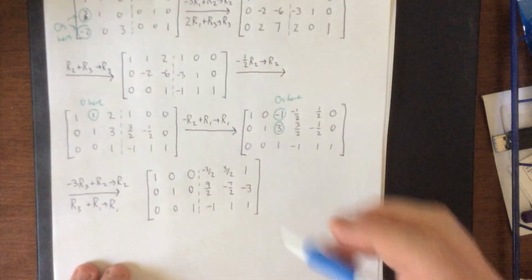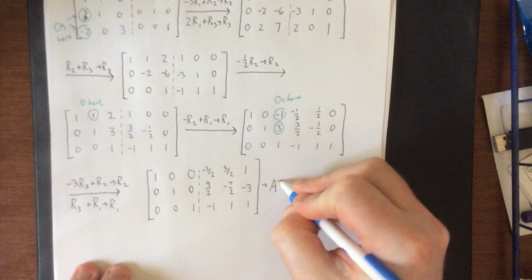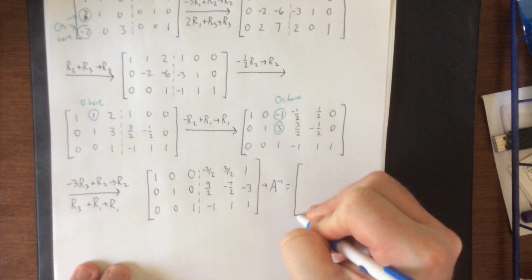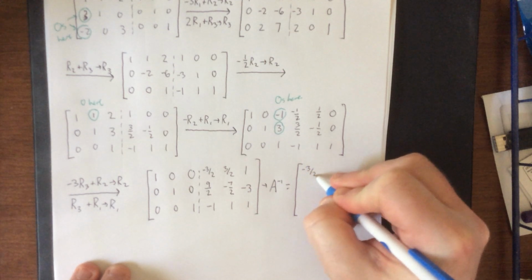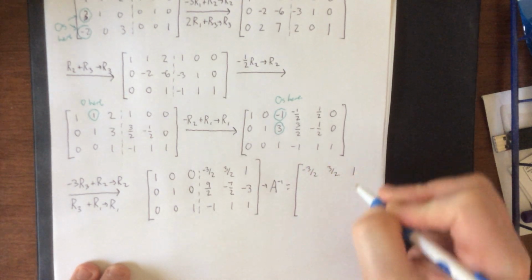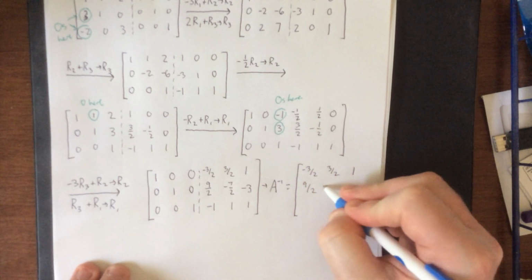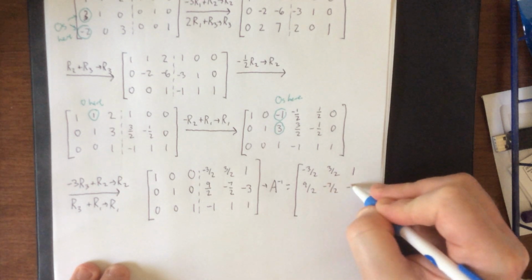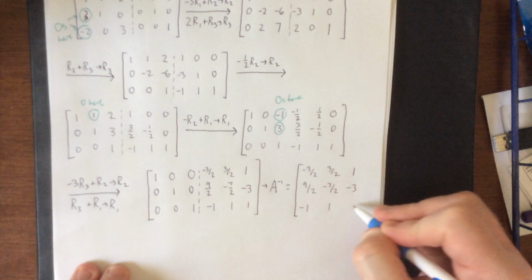So final answer for this one, we can interpret this as A inverse is equal to negative 3 halves, positive 3 halves, 1, 9 halves, negative 7 halves, negative 3, negative 1, 1, 1.